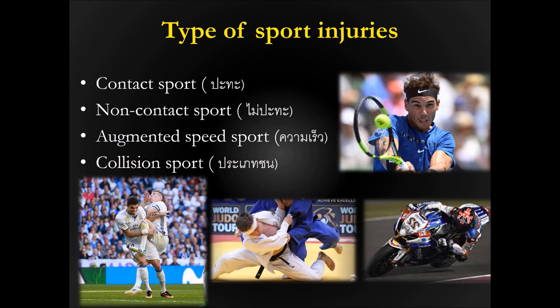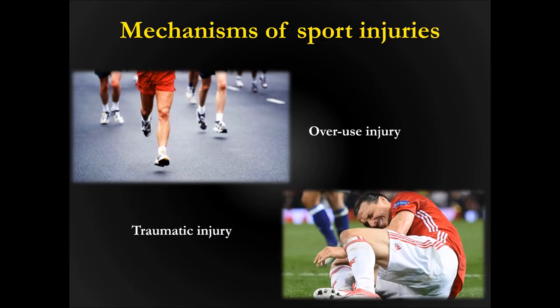So we have contact sport, non-contact sport, augmented speed sport, and collision sport. Another part is the overuse injury. It's not like acute traumatic injury, but repetitive injury. We call it overuse injury. And most of our job is the traumatic injury.